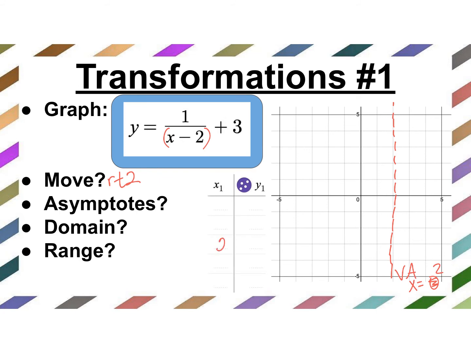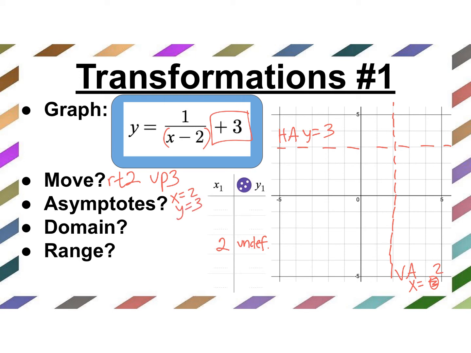So I'm going to put that 2 in the middle of my table of values. I know that it's going to be undefined, but it's going to help me pick my values less than and greater than in just a minute. This plus 3 that's added on at the end means that my whole graph is going to move up 3. Well, I had a horizontal asymptote at 0, so when I move up 3, that means I have now a horizontal asymptote at y equals 3. So my asymptotes are x equals 2 and y equals 3.